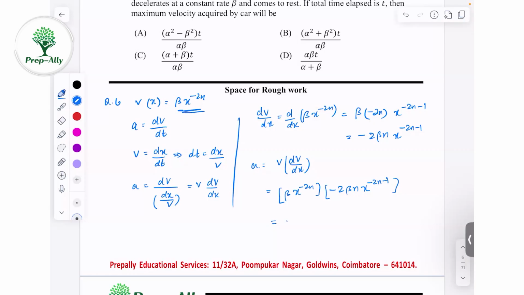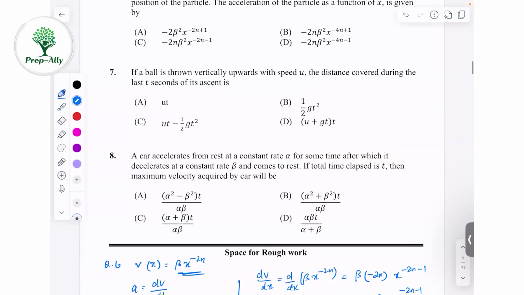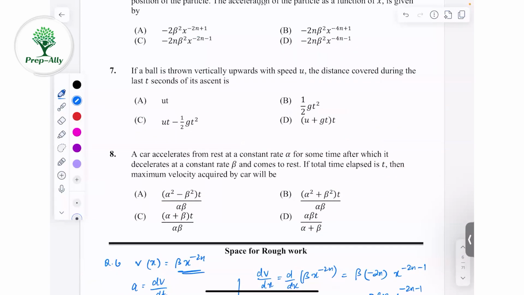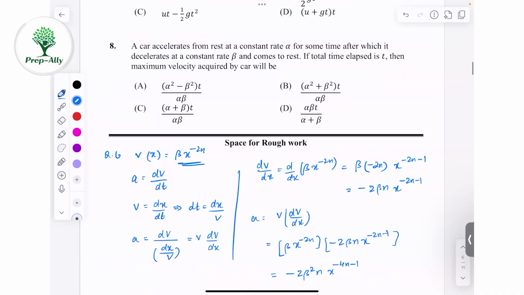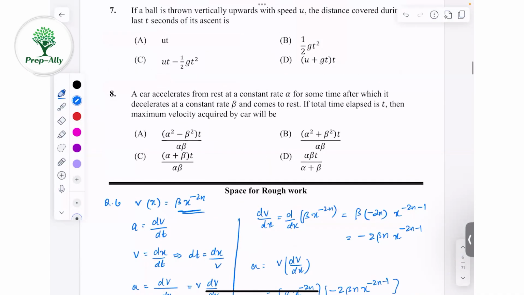So that gives us minus 2 beta square n. If we add the powers of x, that becomes minus 4n minus 1. Is that available in the options? Minus 2n beta square x power minus 4n minus 1. Hence option D. That's what we just got, see? That's how we do question number 6.